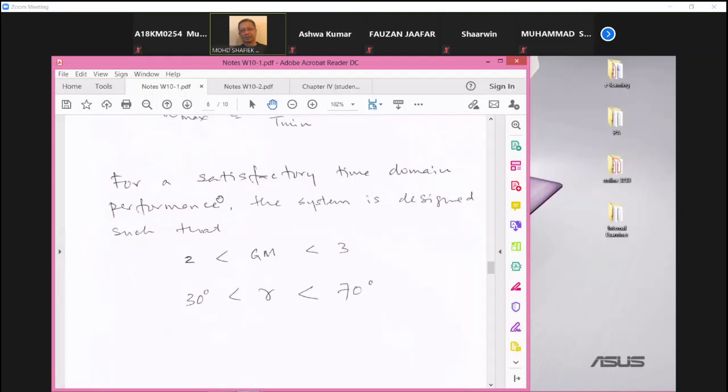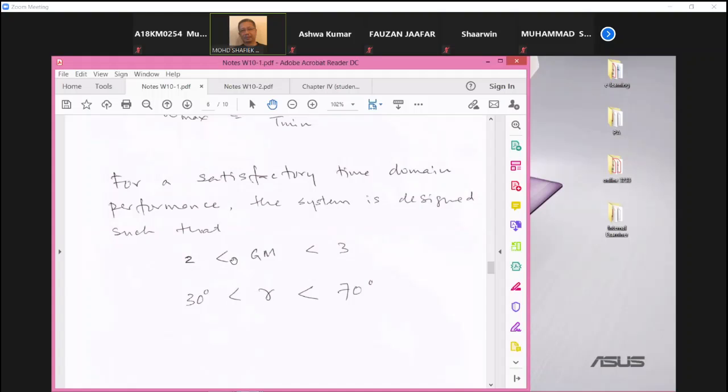So here, for satisfactory time domain performance, the system is designed such that you want the gain margin to be between 2 and 3. If your gain margin is between 2 and 3, that can be considered a good, satisfactory control system, or the phase margin between 30 and 70 degrees. As long as you fall within this range, your controller is doing a good job, or some people say that you will have adequate damping.